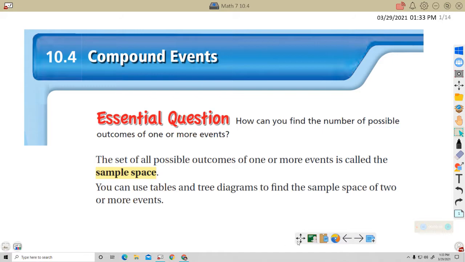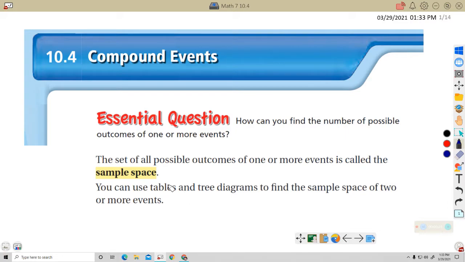This is lesson 10.4 on compound events. What do we mean by compound? Well, that's when we put two or more things together. And our question is, how can you find the number of possible outcomes of one or more events?